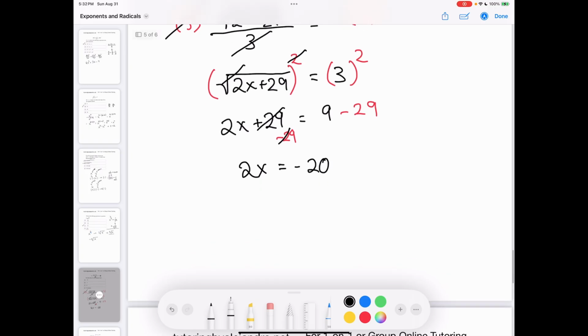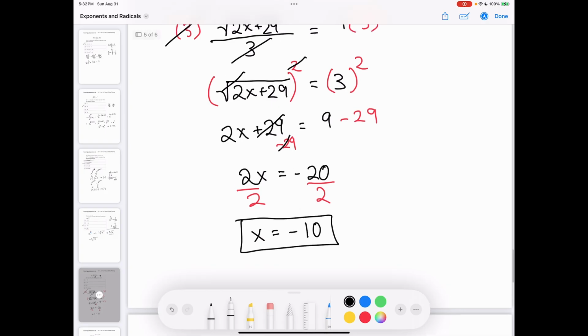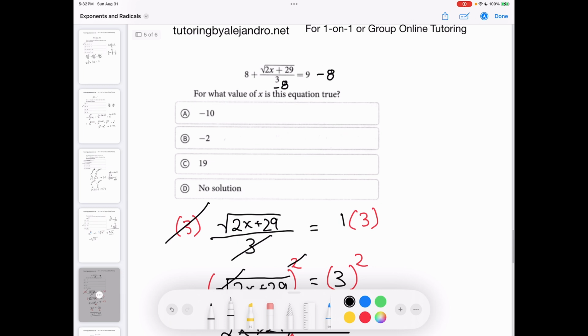Great. So now I'm just left with the 2x. I have to get rid of the 2. The 2 is multiplying the x, so I will divide by 2 on both sides. And that leaves me with x is equal to negative 20 divided by 2, which is 10. So x is equal to negative 10. And that means our answer is A. All right, moving on to the next one.